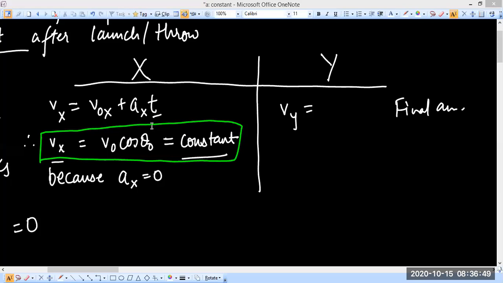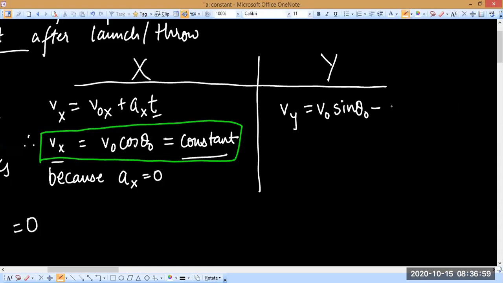Okay, I'm writing the final answer now. The final answer is V0 sine theta 0 minus GT. Is this clear or should I explain?